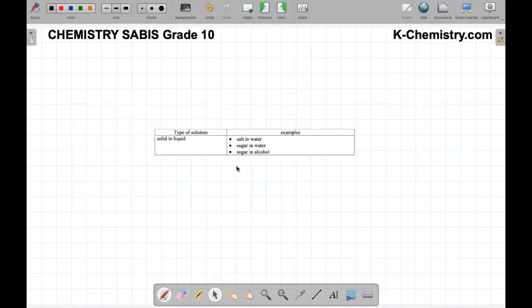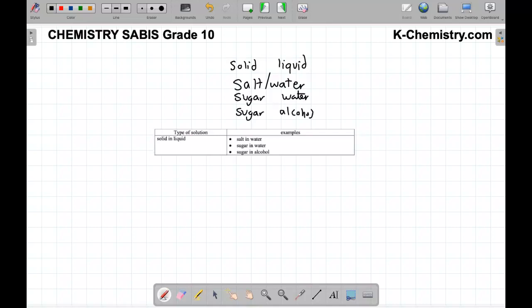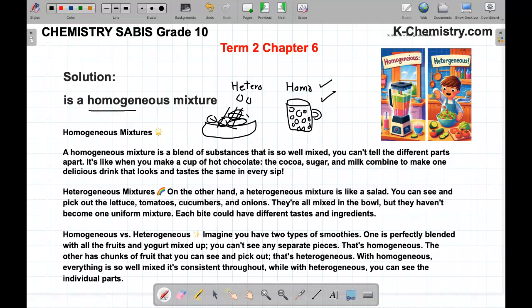So let's see, the first thing is the solid in liquid. If you have a solid in liquid, like salt in water, or sugar in alcohol, when you mix the salt and water, they become a homogeneous mixture. This is now a solid dissolved in liquid, which is water, and you cannot differentiate them from each other. Also, the sugar in water. The sugar is your solid and the water is your liquid. You cannot differentiate them. Or if you dissolve sugar in alcohol, every one of them is homogeneous. So we call this a solution, because, as we said, the solution is the homogeneous mixture.